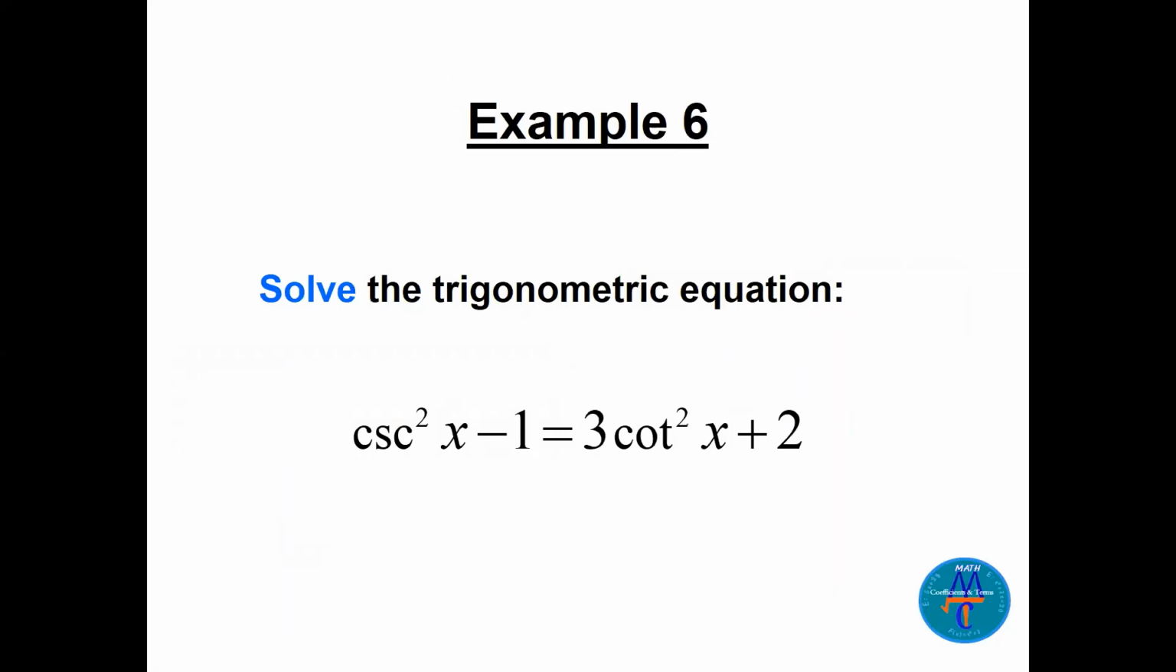Solve the trigonometric equation. Cosecant squared of x minus 1 is equal to 3 cotangent squared of x plus 2. You can take a minute here and try it, please. Then you can see the next slide for the solution. The idea here, we did it before: we have two different functions in the same equation. We try to make it the same function so that we can factor it easily.